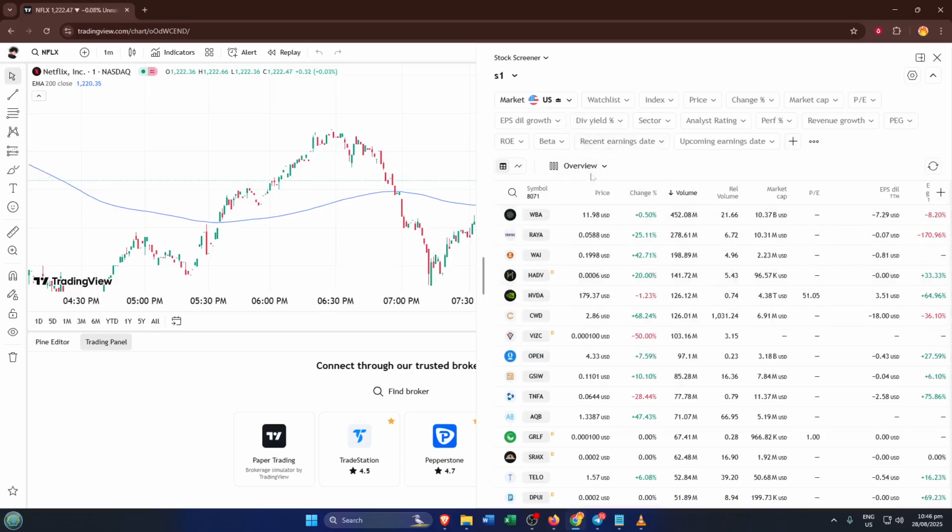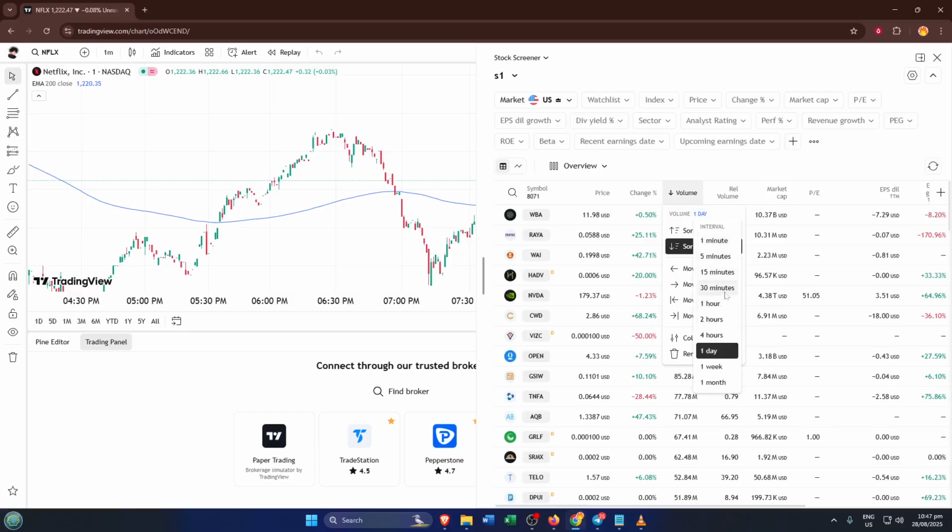Now, once you're inside the stock screener, you'll want to make sure you're looking at the Overview tab. This is the tab that gives you a broad snapshot of the market, letting you see key statistics for a lot of stocks at once. It's perfect for narrowing down your choices before you dig deeper into other details.